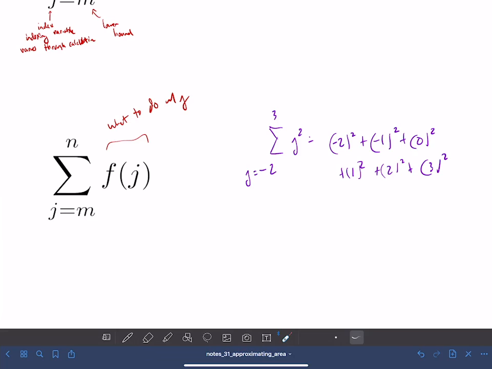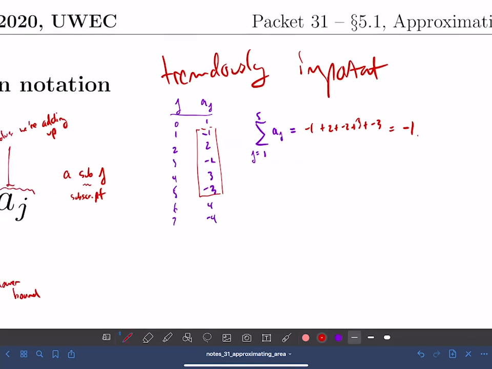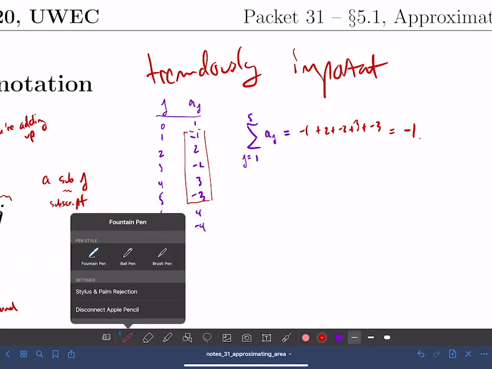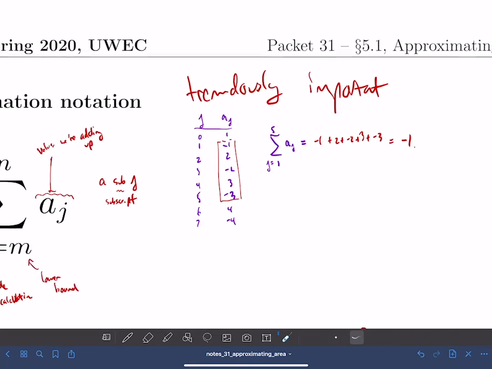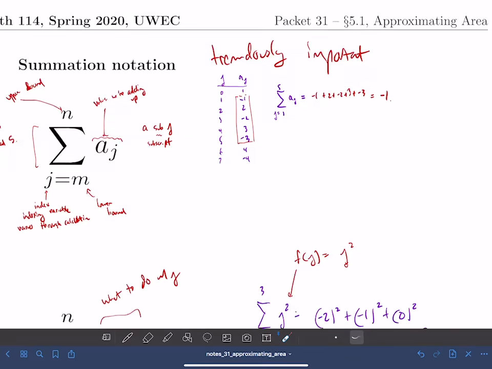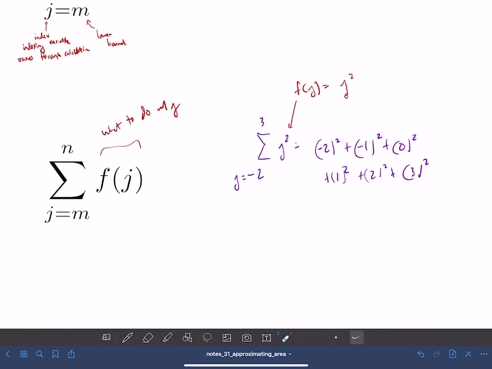So in this case right here, my f of j was equal to j squared. What do I do with j? I square it. As opposed to up here, where I'm like, what do I do with j? I go look up the corresponding element from this table. So they're kind of different notations. In both cases, j is determining what the value is, but you take different actions.